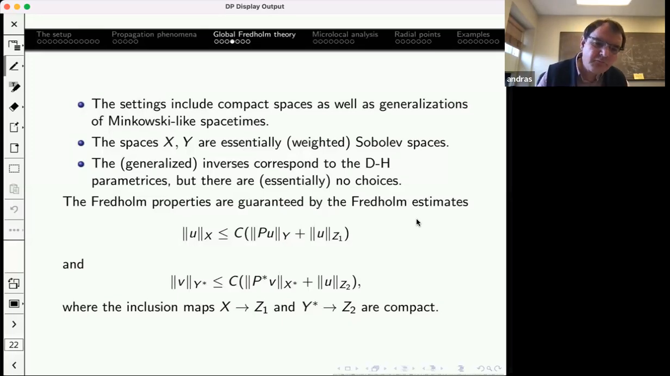And so recall that the Fredholm properties are usually proved by Fredholm estimates. So you show that u is controlled by Pu up to an error, and similarly v is controlled by P star v up to an error. And the key point is that this error is supposed to be weak, which is measured by the compactness of the inclusion of, say, X into Z1, and similarly for Y star into Z2. And so yes, for the adjoint, you have to have the estimates on the dual spaces, as I mentioned. So there's no freedom there if you want to get Fredholm theory. Like the general solvability method we have in PDEs is using dualization. So this is the surjectivity or almost surjectivity part.